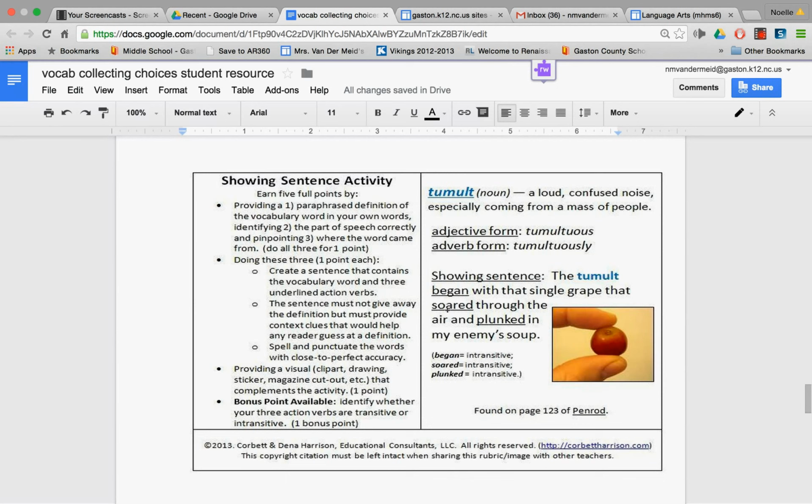Notice the underlined words. Those are all action verbs. So a showing sentence must use the word, show a scene or some sort of action by using 3 action verbs in order to show what the word means. And you can refer back through the rubric if you need to, but these examples are really kind of a little more helpful because you can actually see how to do it. Again, spelling and punctuation must be perfect to receive full credit.